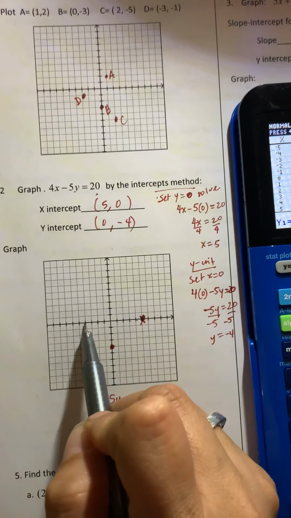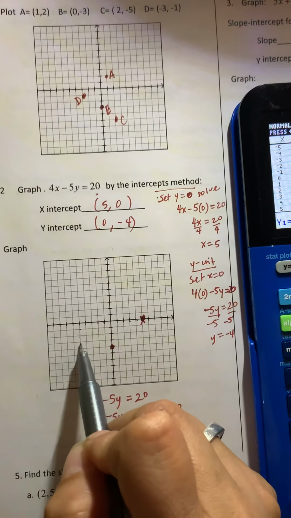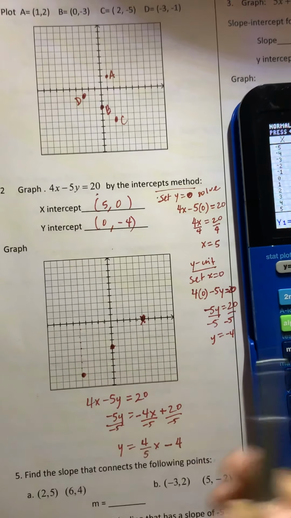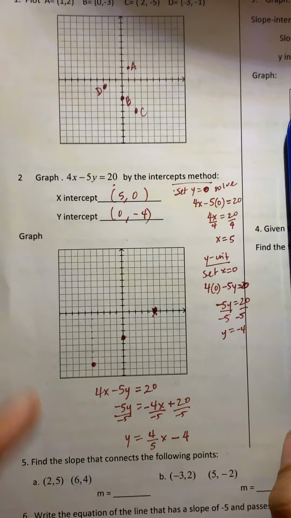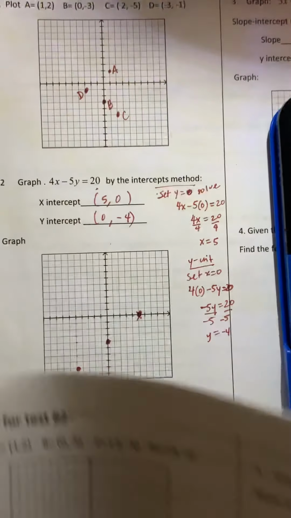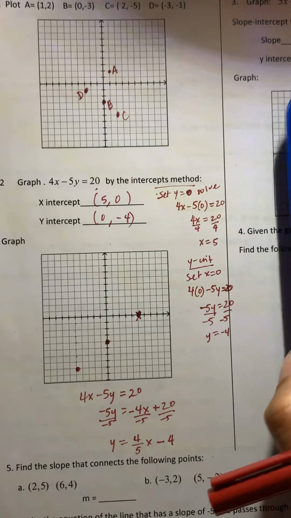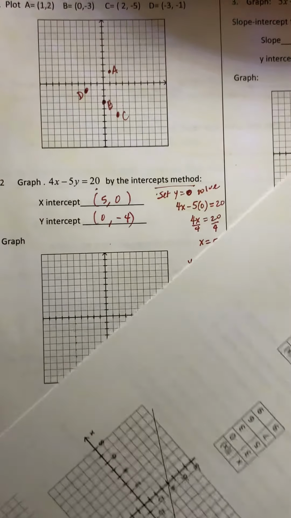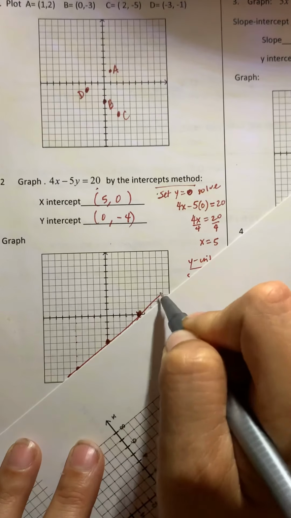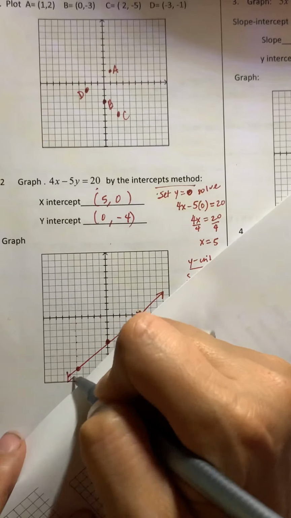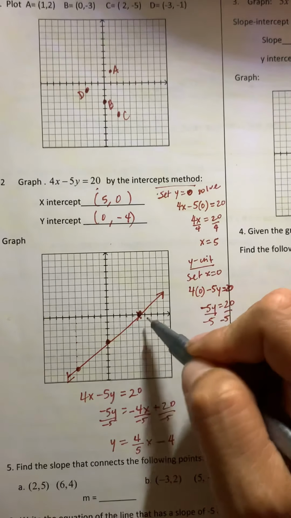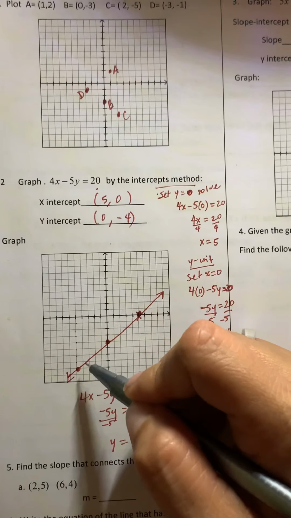-5, -8, 1, 2, 5, 6, 7, 8. They appear to be collinear. Let's go ahead and take some kind of straight edge to connect our points. Even that was kind of splotchy. And so we created a graph using our x and y intercepts and a third point that we got from our calculator.